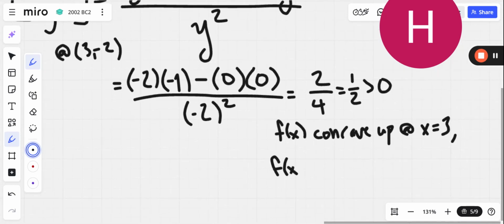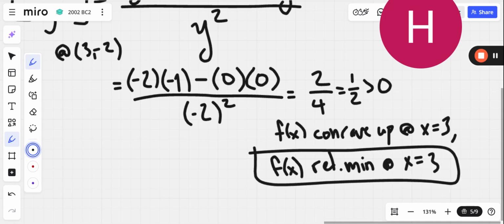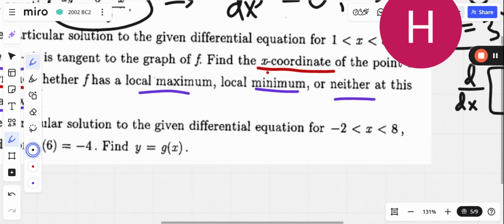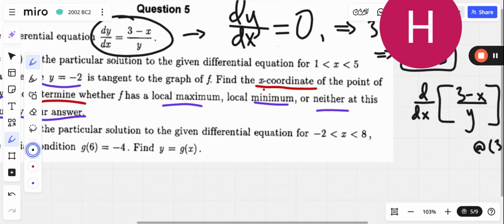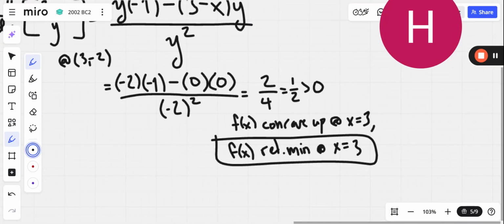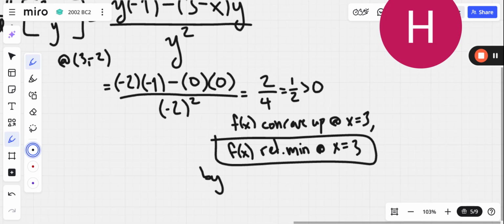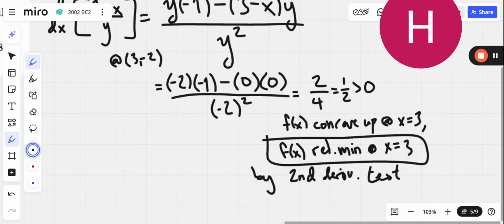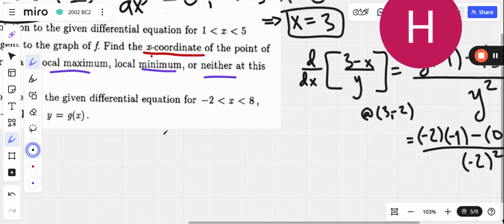So f of x has a local minimum, or if you want to call it a relative minimum, at x equals 3. Bam, we determined that it has a relative or local minimum. And that's the justification. We used the second derivative test. We could say, if you really want to put that, by second derivative test. Sorry for the sloppy writing there. I'm just trying not to waste all your time writing a couple words.